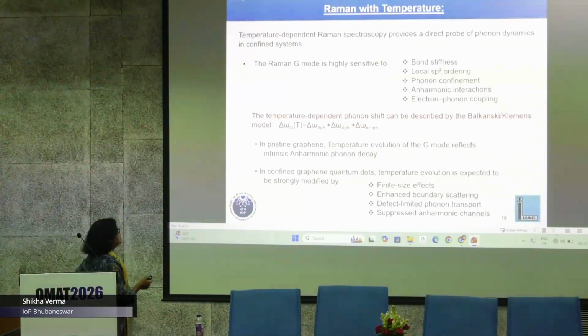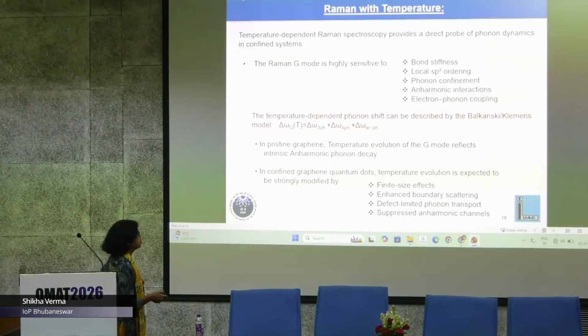Temperature dependent Raman spectroscopy provides a direct probe for phonon dynamics in confined systems. The Raman G mode is highly sensitive to bond stiffness, sp2 ordering, phonon confinement, anharmonic interactions, and electron phonon coupling. And as the previous speaker also talked about this decay equation, the change in the G mode frequency depends on phonon-phonon interactions and anharmonic phonon couplings, and these interactions can be 3 phonon, 4 phonon, or can also be due to electron phonon coupling.